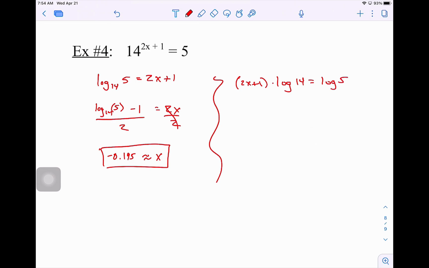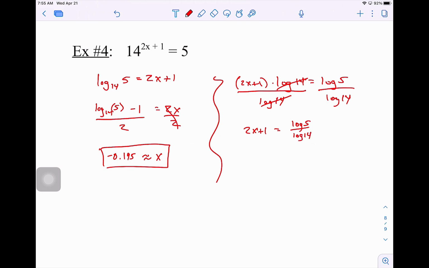Like I said, in general, what you're doing is taking the log of both sides of the equation and bringing the exponent out front of the log, using that property we've been talking about. Then the rest of it is just solving the equation now that the x is down out of the exponent. Divide both sides by the log of 14. Those will cancel. Now we're back to where we were before. So I've got 2x plus 1 equal to log of 5 divided by log of 14.